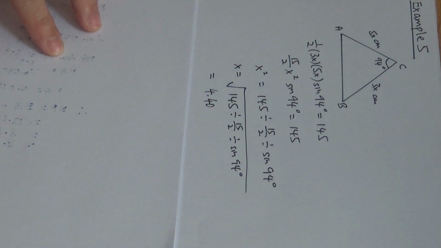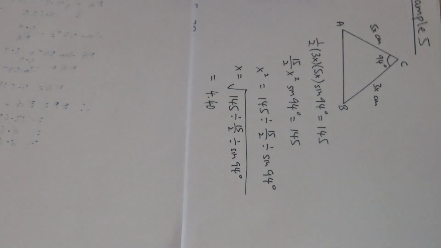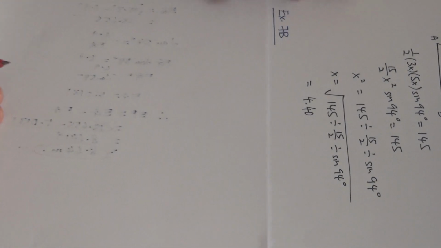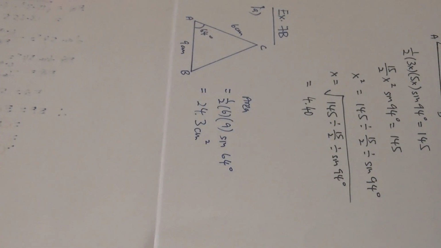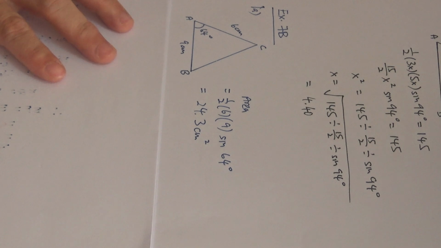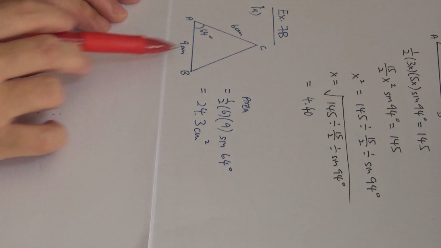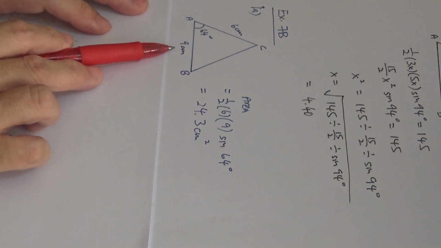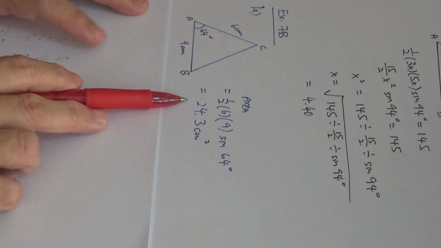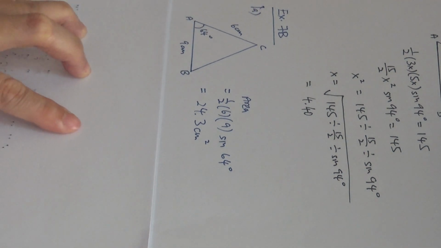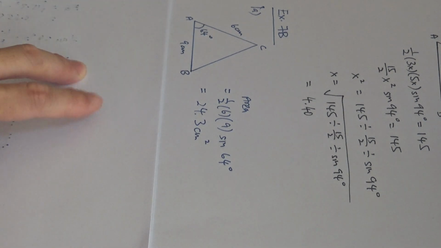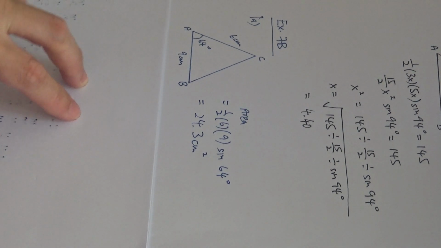I'm going to go through the homework right now. Okay? Now, let's go to exercise 7b, question 1a. They want you to find the area of the triangle, which will be half times 6 times 9 times sine 64. You will get this answer. We just need to apply the formula straight away.